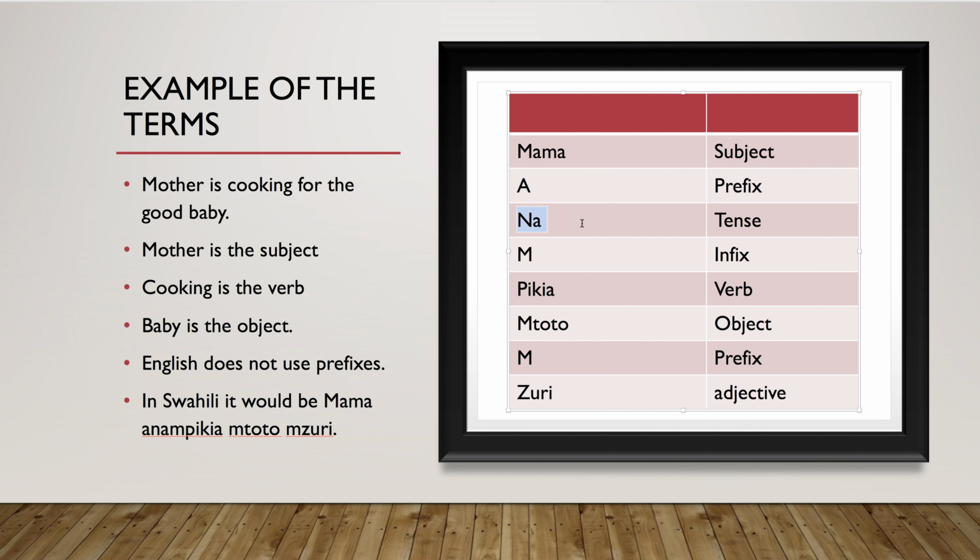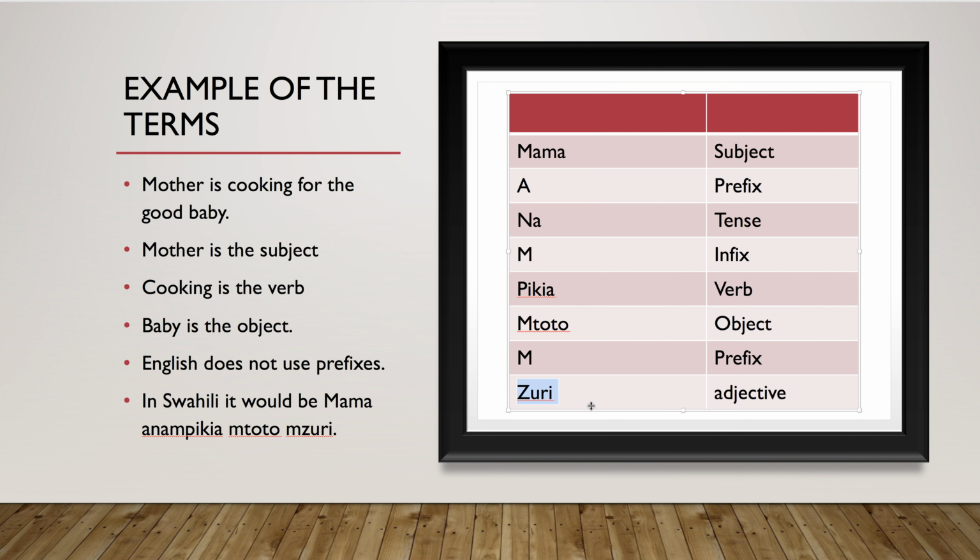This never changes. If you're talking about a sentence in the present tense, it's just going to be na. And then m is going to be your infix. And then pikia is going to be your verb. In this case, actually, the verb for cook is pika, but because there's an extension, it's going to be pikia, which means cook for. Mtoto, object, that is the beneficiary of the action of cooking, and then m represents the mtoto in the verb.